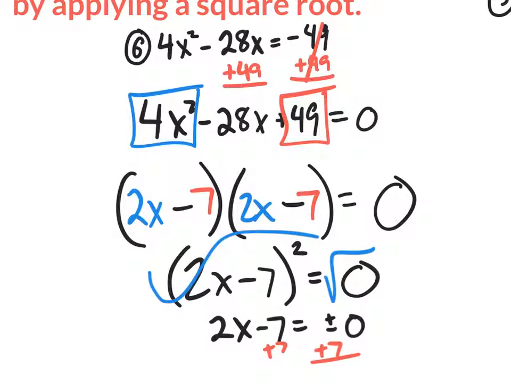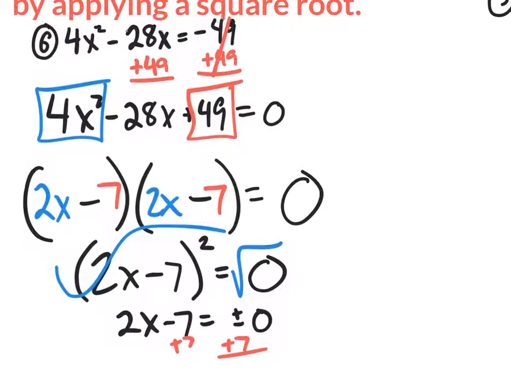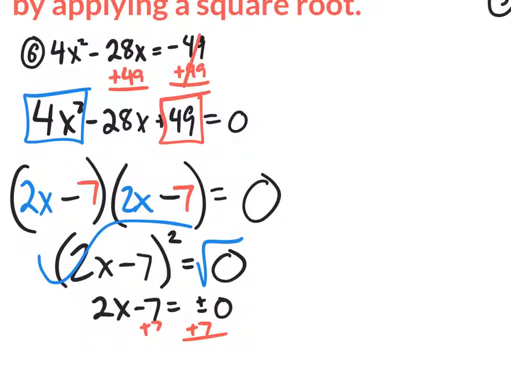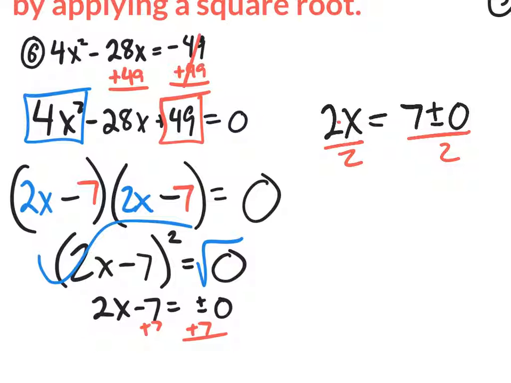So we'd have to rewrite the whole thing. So let me move this a little to the side. We're going to rewrite the whole thing. It's going to say 2x equals 7 plus or minus 0. And my final step would be to get rid of that 2 by dividing the whole thing by 2. So you end up with x equals, so what we have here is 7 plus or minus 0 divided by 2. Now, this plus or minus 0 is totally unnecessary because 7 plus 0 is still 7. 7 minus 0 is still 7.